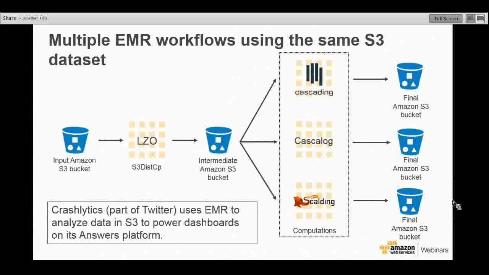with EMR into an intermediate bucket. Then it spins up several different EMR clusters running different applications for specific data processing purposes, outputs the final result set into S3, and shuts down all the compute resources so you don't have to pay for them anymore.